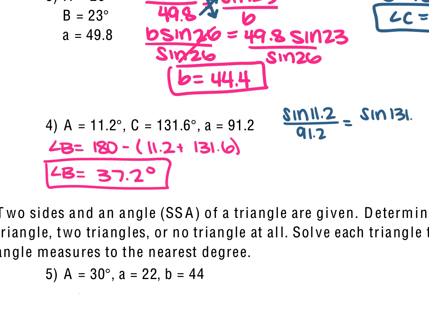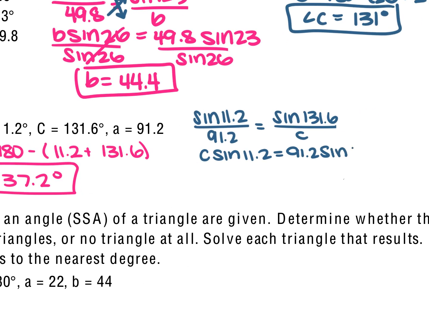That's going to give us C times the sine of 11.2 is equal to 91.2 times the sine of 131.6. Divide by sine 11.2. Use your calculator. You have 91.2 times the sine of 131.6 over sine of 11.2. And that's 351.1.